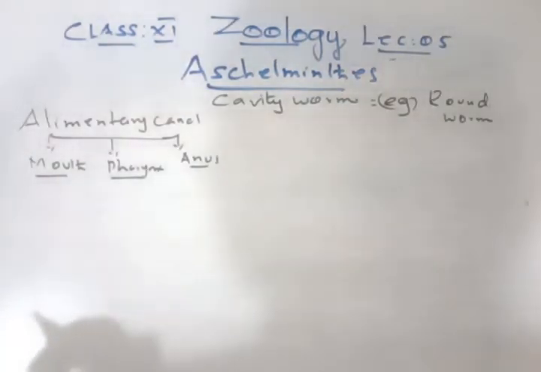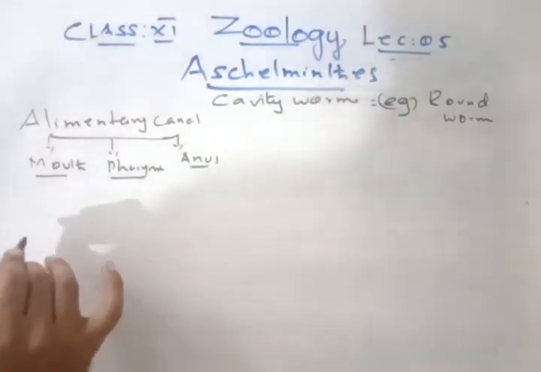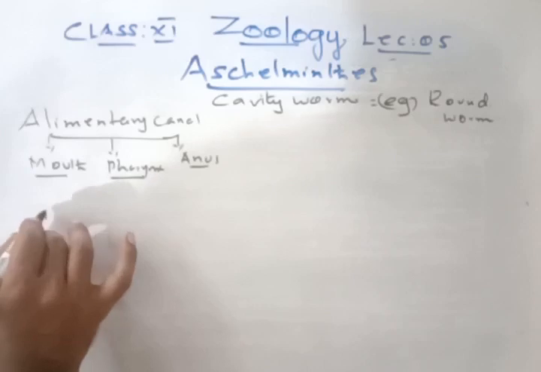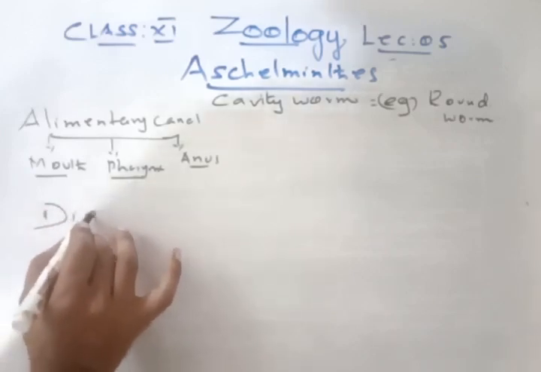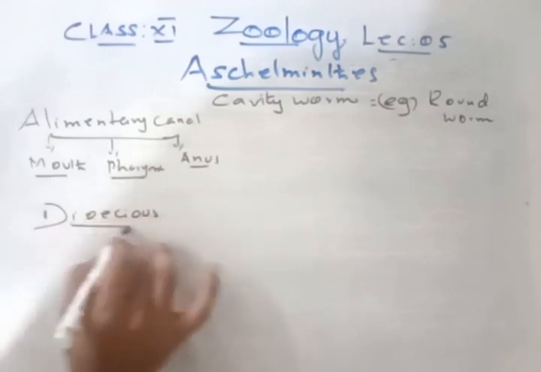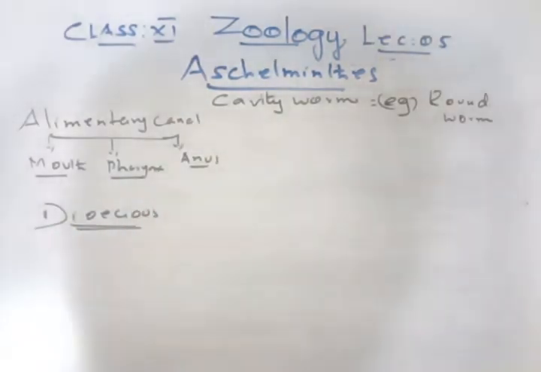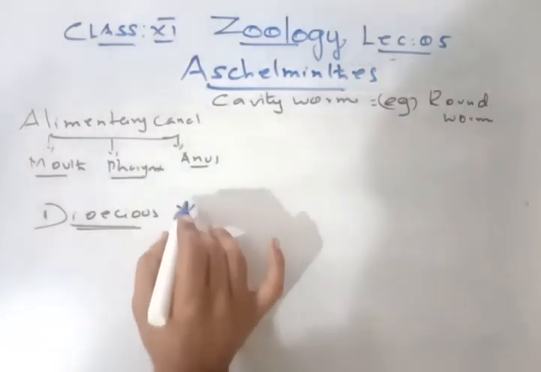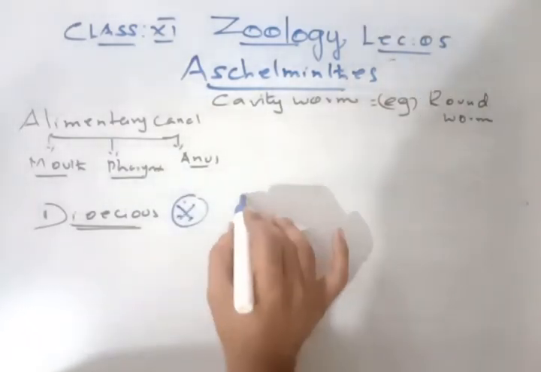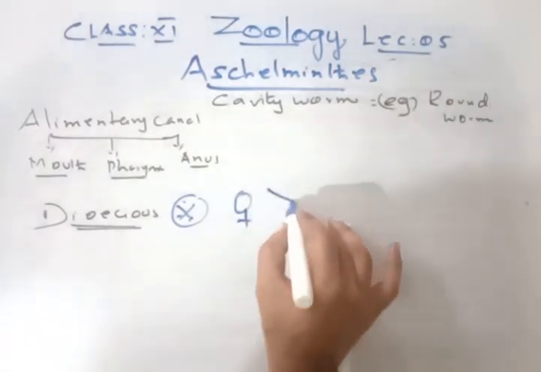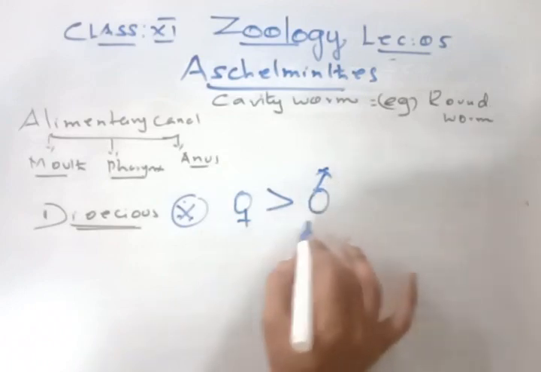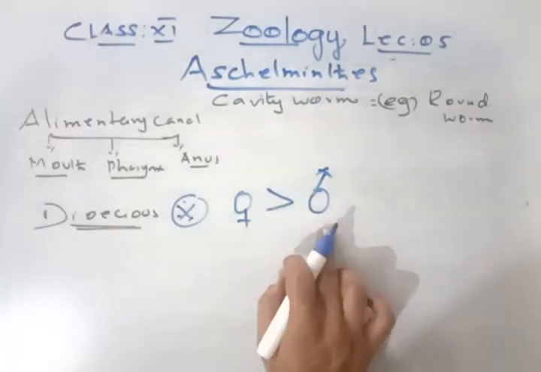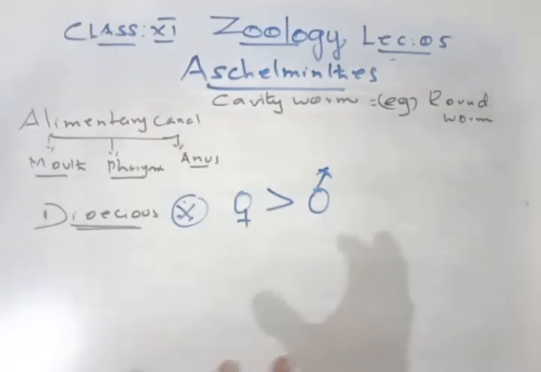The next one, the sex of this worm is called dioecious. What is dioecious? The sexes are separated. When you talk about this dioecious, here the male as well as the females are kept separately. It is very important here, remember always, the female worm is larger than the male. So this is female, this is male. Female is larger than the male. This point you have to remember.